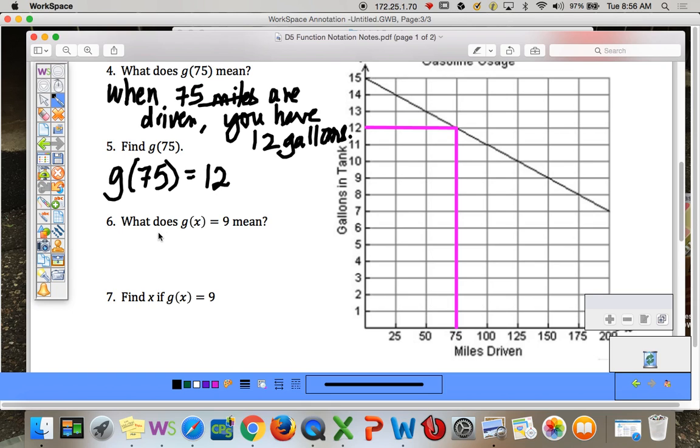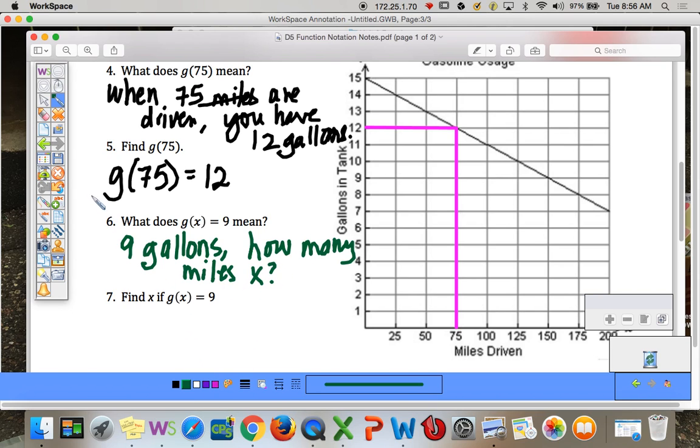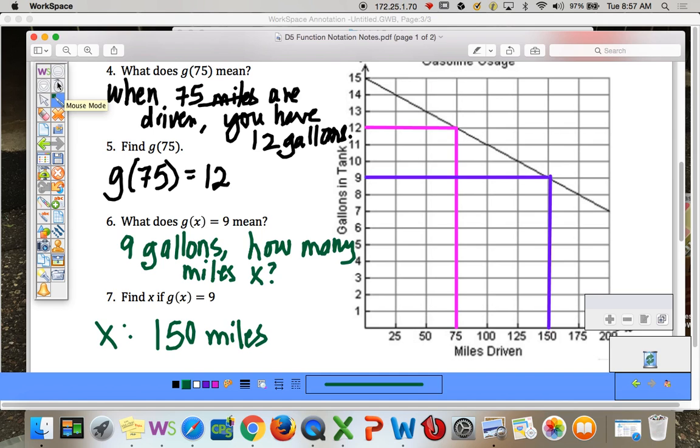This says, what does g of x equals 9 mean? It means when you have 9 gallons in your tank, how many miles have you driven? Okay, let's solve this. So this time they give us the output 9, so let's find the output at 9 and go over to our graph and go down. So when we have 9 gallons in the tank, we've driven 150 miles. Okay, so if I give you the output, go over and down to find the input. If I give you the input, go up and over to find your output.